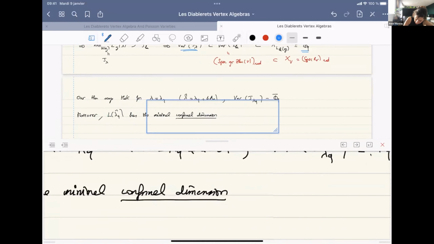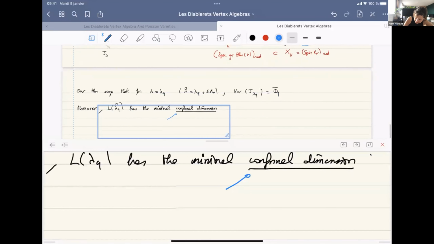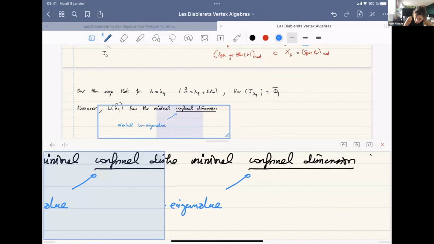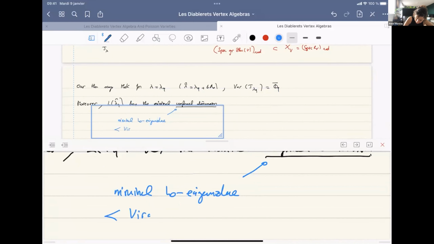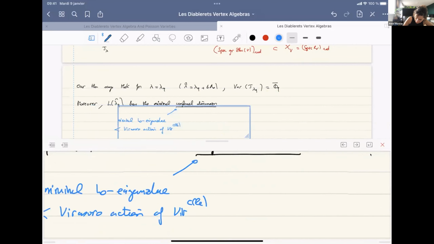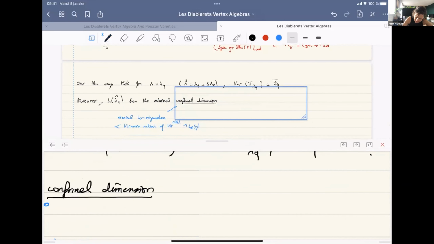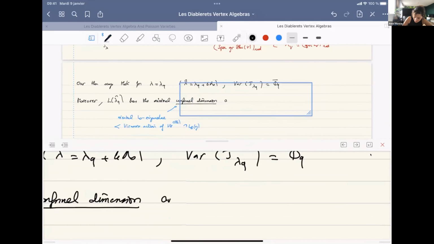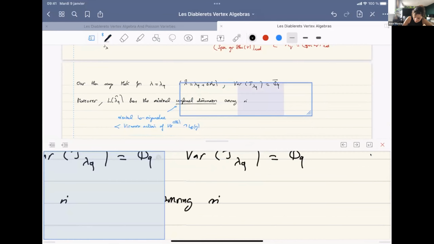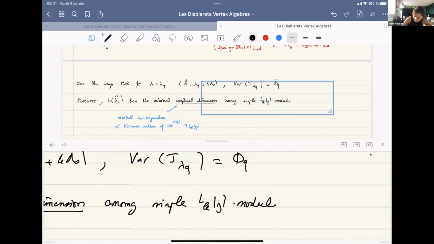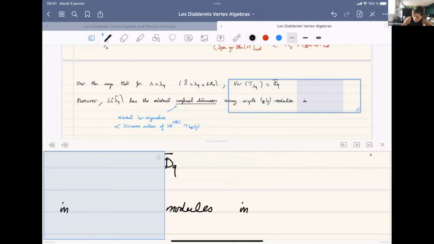Maybe I explain this. So this is the minimal L_0 eigenvalue coming from the Virasoro action. So the Virasoro acts on L_k. All right, so this has this minimal conformal dimension among simple L_k(G) modules in the category O.